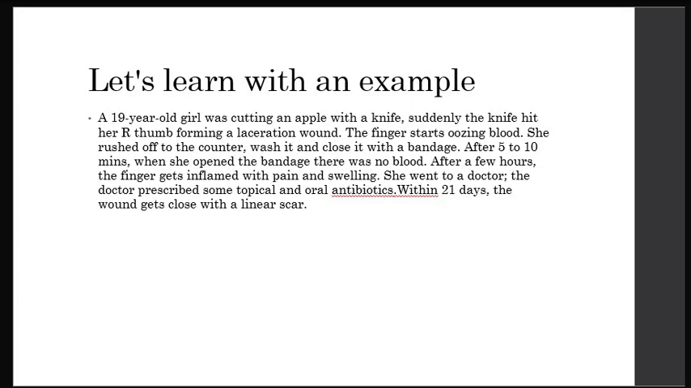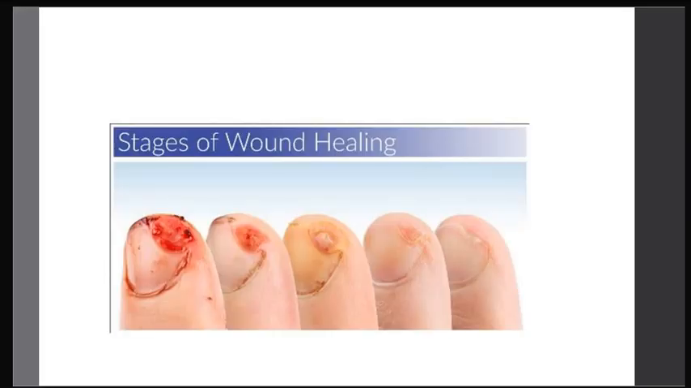cutting an apple with a knife. Suddenly the knife hit her right thumb, forming a laceration wound. Actually, a wound that is formed by a knife is known as a laceration. This is the type of the wound, laceration. Any type of wound that is usually formed by a knife, a cut, a razor, or any type of blade is known as a laceration wound. So in this scenario, the girl was cutting an apple with a knife. The knife suddenly hit her right thumb, forming a laceration wound, like in this picture.